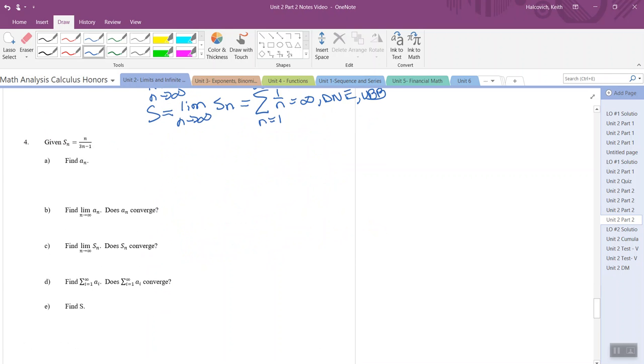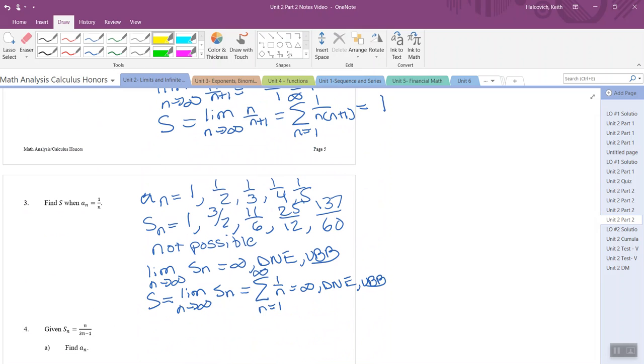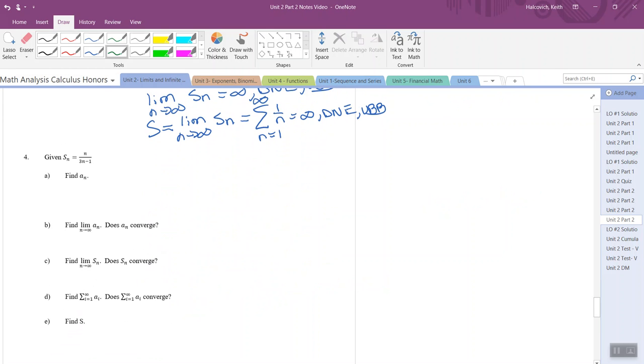All right, so number 4. So now, one of the things you'll notice if you look back up here is that to find a term in the sequence, like 1/3, you could take the term in the sum and subtract it from the previous term in the sum. So 11/6 minus 3 halves would give you 1/3. So basically the formula to find a sub n is equal to the term in the sum minus the previous term in the sum.